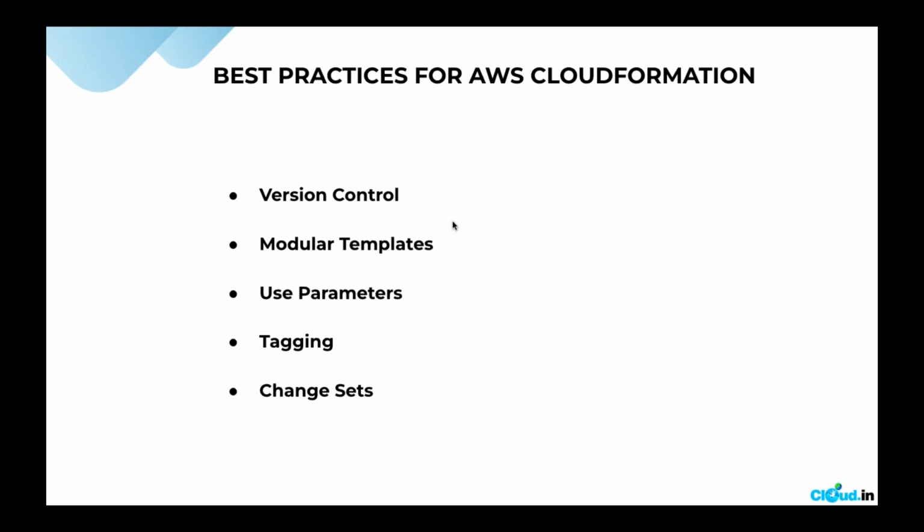So you should prefer breaking down your templates into smaller components, also reusable, that you can reuse again for another resource creation or anything. Use parameters. So leverage CloudFormation parameters to make your templates more flexible. Parameters allow you to pass values at stack creation time. It makes it easier to customize the deployments for different environments that you have.